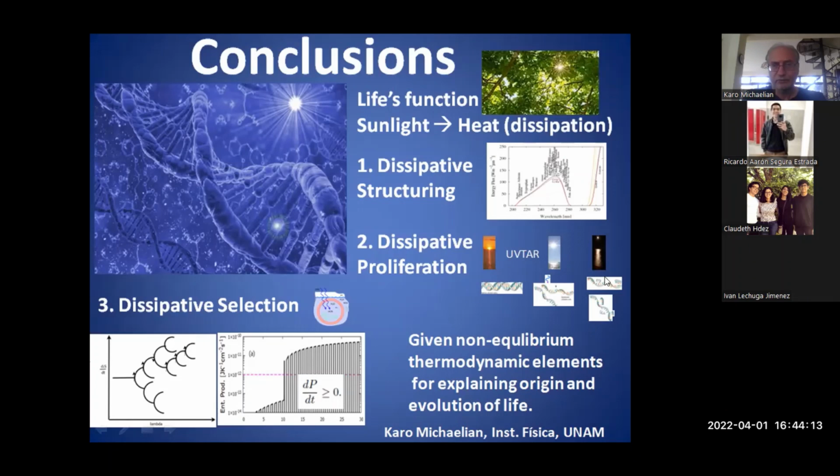So we get 2 molecules of DNA where we had 1 through dissipation, also for the denaturing. And I just gave you the example of dissipative selection, of selecting these different concentration profiles, which are available to the system. And we can go there through a perturbation of the system. Okay, and so then these are the non-equilibrium thermodynamic elements for explaining the origin and evolution of life.